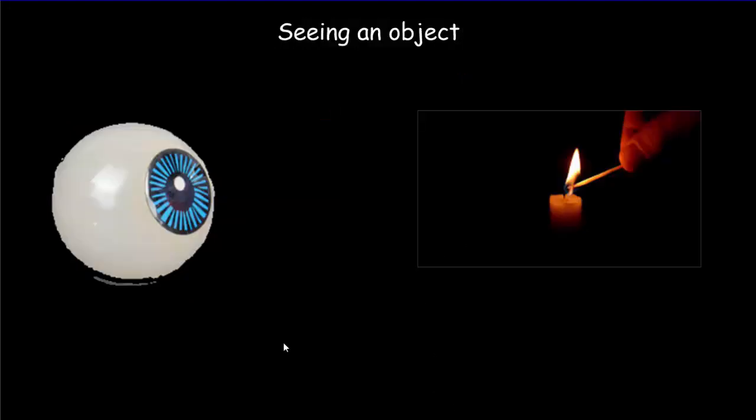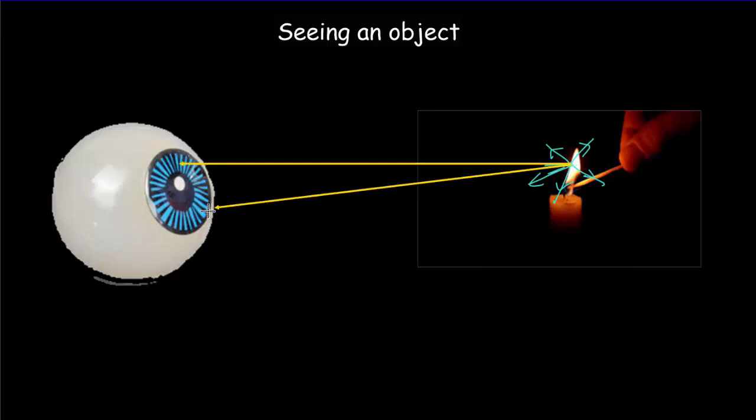So how is it that we see an object? Well, let's take a single point on this flame here. From that single point, there would be light rays coming out in all directions, including directions that are into and out of the screen. And there'd be a small range of angles in here that would strike the iris over here. So let's draw two rays just to represent those rays that would be striking the iris, something like that.